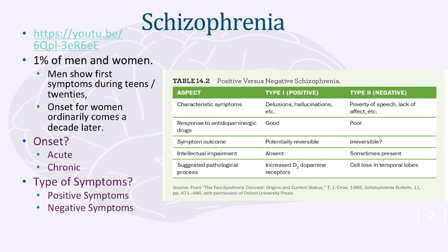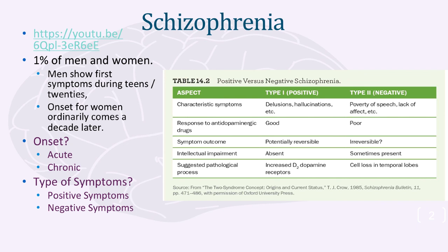Chronic refers to when the symptoms seem to have developed gradually, have been part of the person's personality for quite a long time. So there's a history of inappropriate emotional reactions or very low emotional affect. And chronic onset suggests that the outlook is not as good in terms of recovery.